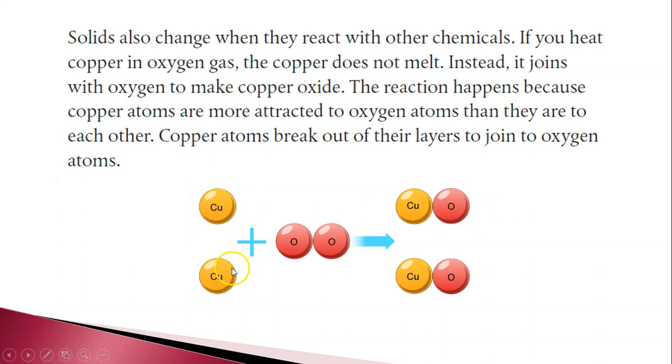Okay, this is the copper atom, and this is another copper atom. This copper atom will combine with oxygen. This oxygen will also get separated. This copper will combine with oxygen to form copper oxide, and this copper will combine with another oxygen atom to form another copper oxide, and we obtain two molecules of copper oxide compound. Instead, it joins with oxygen to make copper oxide. The reaction happens because the copper atoms are more attracted to oxygen atoms than they are to each other. The copper atoms break out of their layers to join the oxygen atoms.